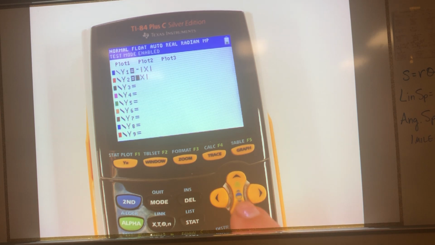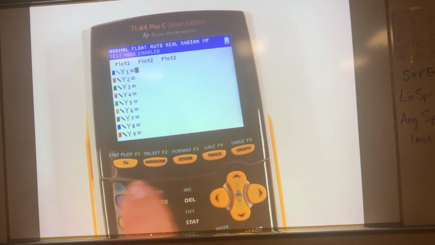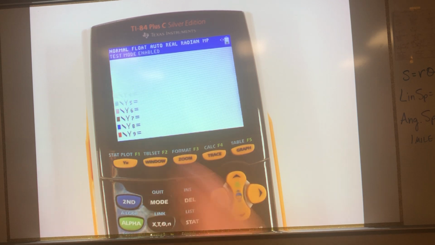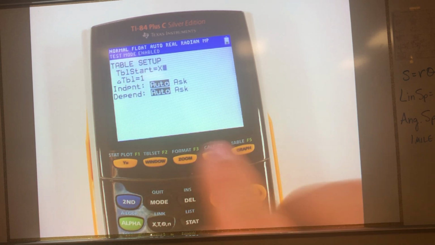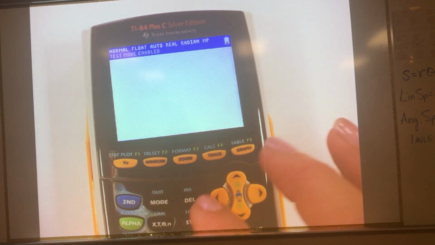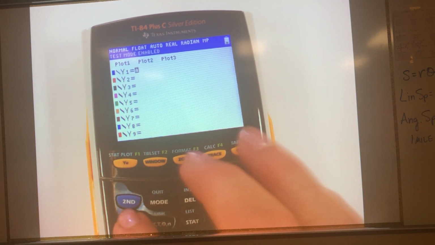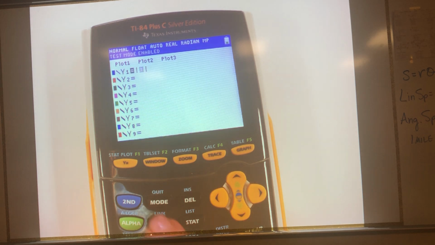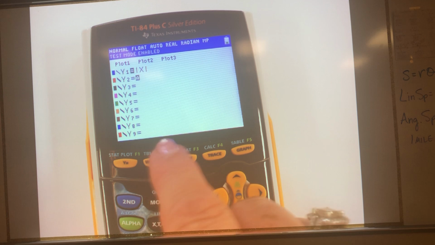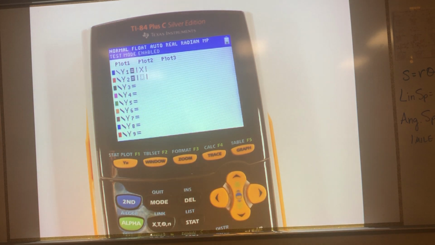What if I went down here and I put a negative on the x? Let me change something. I'm going to clear these and put the parent function back up there. There's the parent function. So I'm going to put the negative on the x.